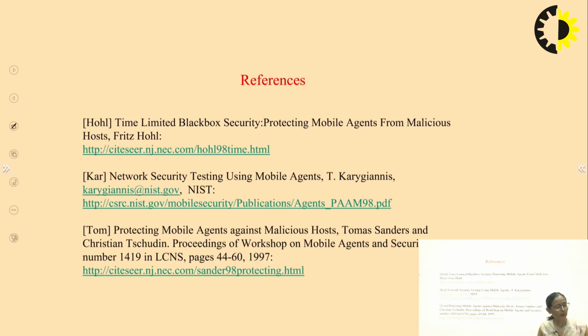So this is all about the security issues and what measures we can opt for in the case of the mobile agent computing environment.